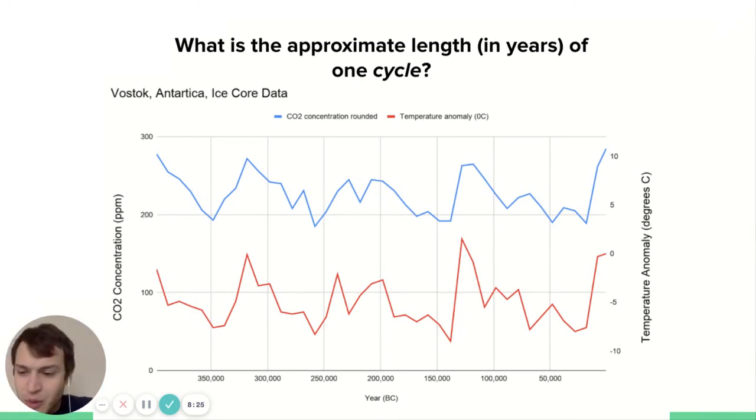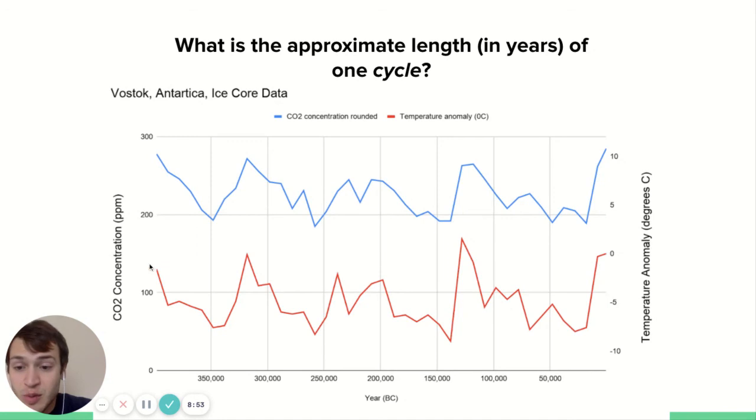So when we talked about changing climates, we saw that carbon dioxide and temperature kind of have a cycle, right? They go up and then down, up and then down. And the time it takes for carbon dioxide and temperature to go up, down, and then back to the start point, that's called one cycle.